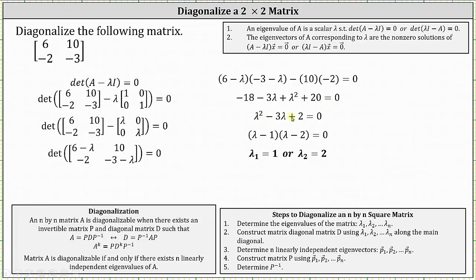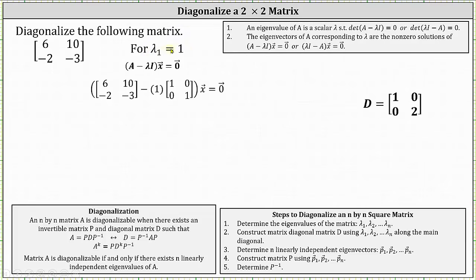In this case, it is factorable. The two factors are lambda minus 1 and lambda minus 2. Because our product must equal 0, we have lambda sub 1 equals 1 and lambda sub 2 equals 2. And now we use these eigenvalues to form the diagonal matrix D, where we have 1 and 2 along the main diagonal. The other entries are 0. The next step is to find the corresponding eigenvectors, which we will use as the columns of matrix P.